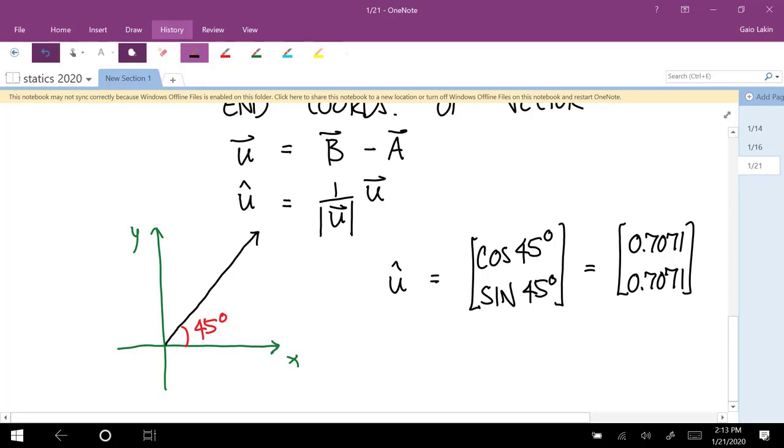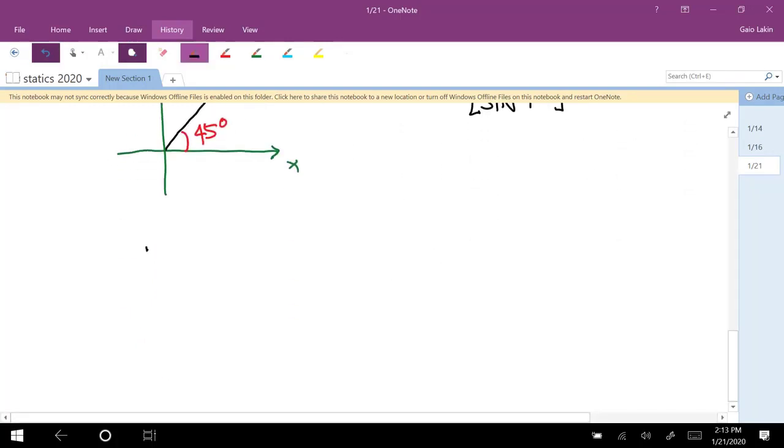And now we just multiply that unit vector times the magnitude T, and we get that the force vector applied by the cable is 0.7071 T, 0.7071 T.